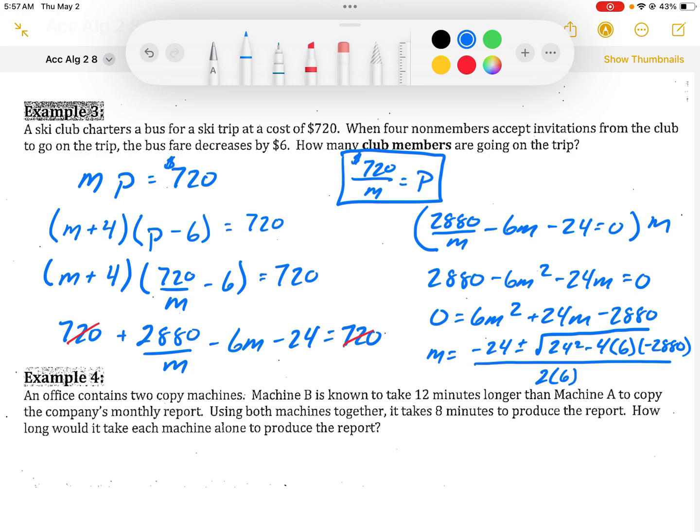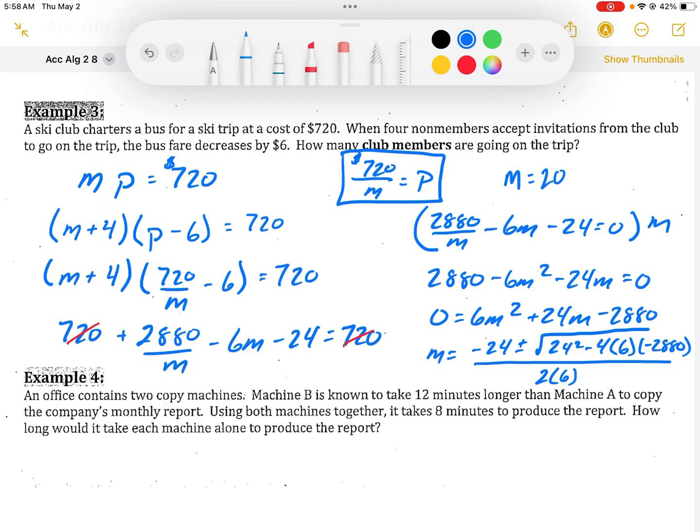When we solve for this, we will get negative 24 plus or minus the square root of 69,696. And the square root of that is 264. Oops, sorry, not 24. So it would be negative 24 plus that square root. That would be 240 over 12, giving us M equals 20.